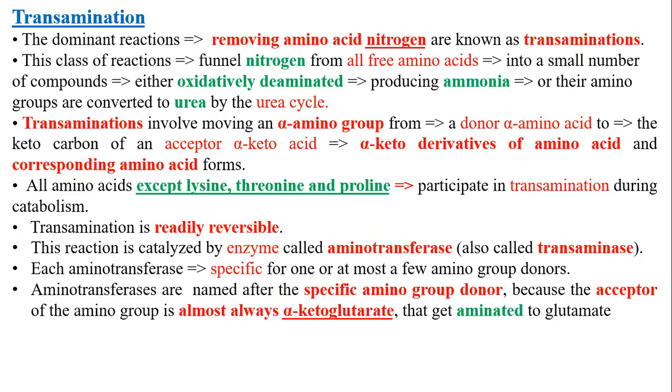This reaction is catalyzed by the enzyme called aminotransferase, which is also known as transaminase. As usual, each enzyme is specific for its substrate. Similarly, an aminotransferase is specific for one or at most a few amino group donors. Aminotransferases are named after the specific amino group donor because the acceptor of the amino group is almost always alpha ketoglutarate, which gets aminated to glutamate.